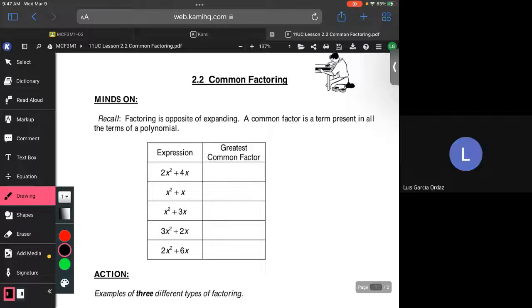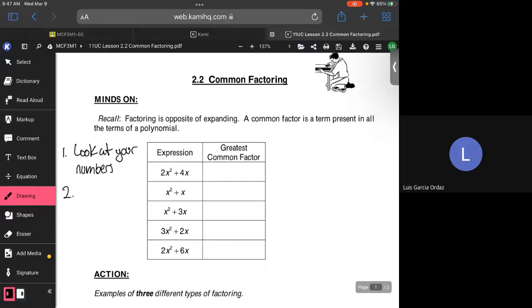From the expression. So the first expression we have is 2x squared plus 4x. What I usually like to start with first is look at your numbers, and then you're going to look at your variables after. So basically a common factor is just a specific number that can be divided by two numbers.